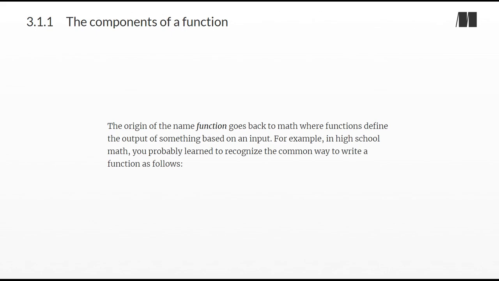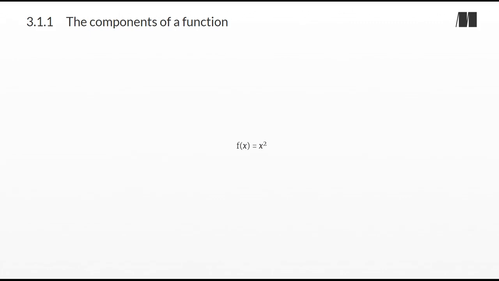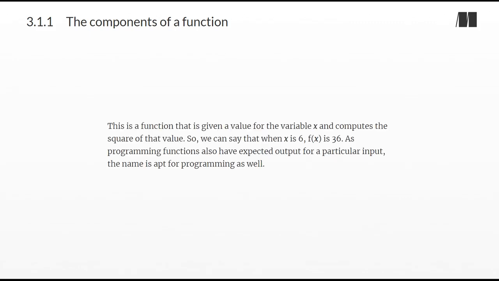Section 3.1.1. The components of a function. The origin of the name function goes back to math, where functions define the output of something based on an input. For example, in high school math, you probably learned to recognize the common way to write a function as follows. f(x) = x squared. This is a function that is given a value for the variable x and computes the square of that value. So, we can say that when x is 6, f(x) is 36.